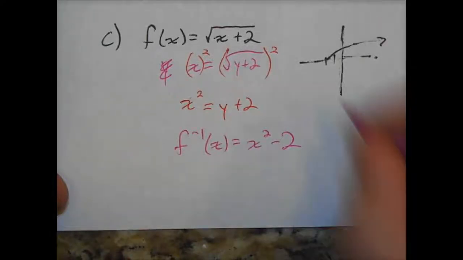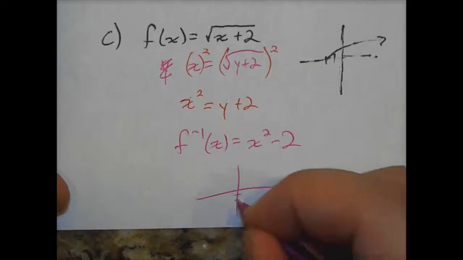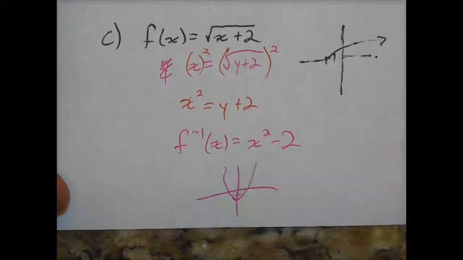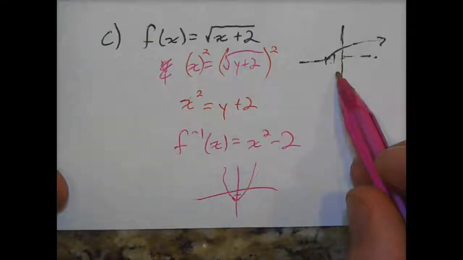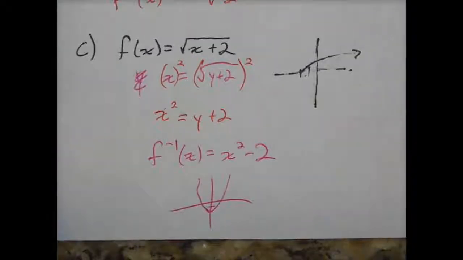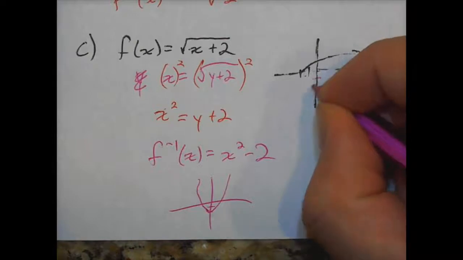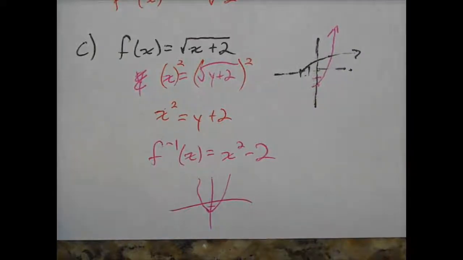If I draw the entire parabola, my entire parabola moved down 2 would look something like that. But notice, this function is only like half of a parabola. So here is a part where we need to actually restrict the domain. So what that means, if I were to graph this down 2, in order for it to reflect across the line y equals x, I can only have that part of the function.